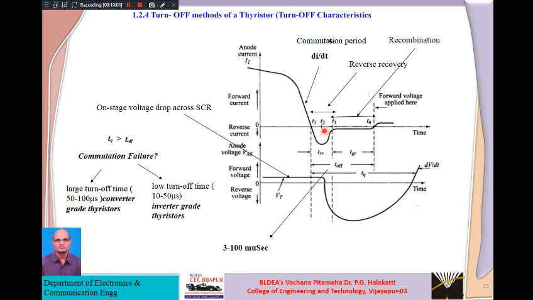Now we have to block the forward voltage also from T2 to T3. In T2 to T3, what do we do? That is called recombination. In T1 to T2 you removed almost 60 to 70% of the majority carriers. In T2 to T3 we try to reduce the forward voltage. How? Here you applied reverse current and removed majority carriers during the reverse recovery time from T1 to T2. In T2 to T3 we will try to reduce the forward voltage with the help of minority carriers.